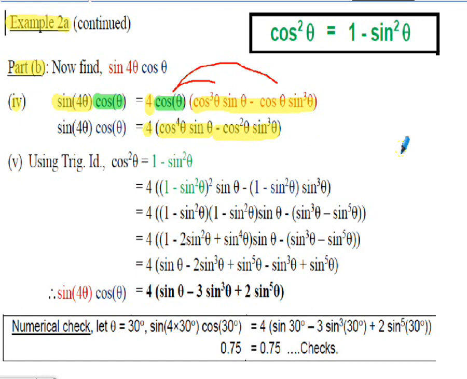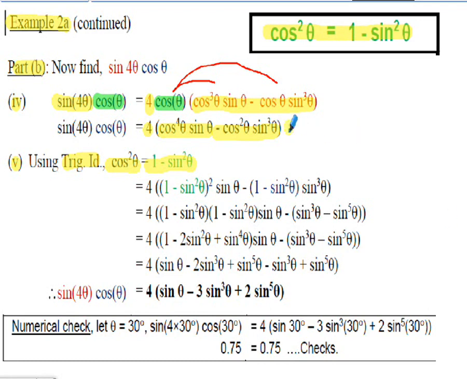Now in the question we're asked to choose an appropriate trigonometric identity to help us arrive at a solution for sine 4 theta cos theta in only sine theta terms. So in this case in step 5 I'm going to use a trig identity. Cos squared theta is equal to 1 minus the sine squared theta. In other words, I'm using the Pythagorean trigonometric identity we've seen in previous presentations.